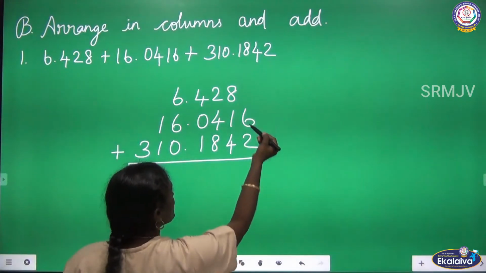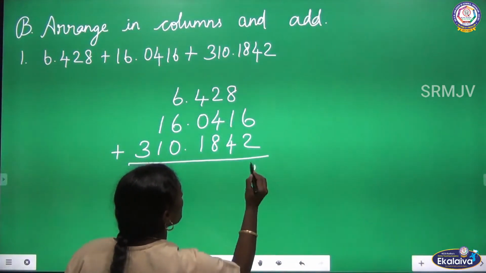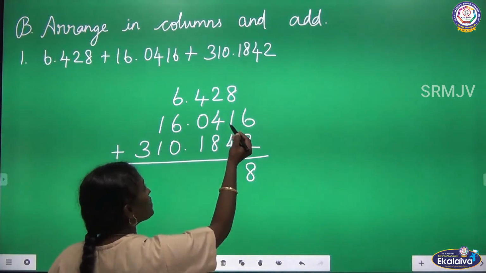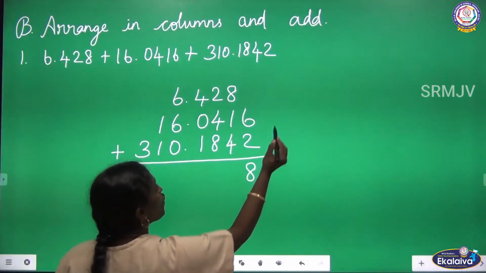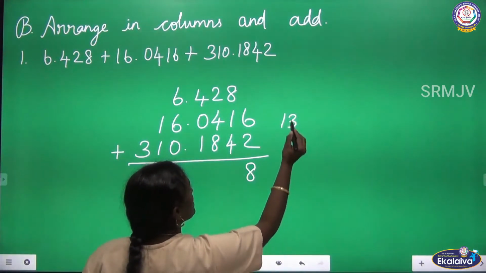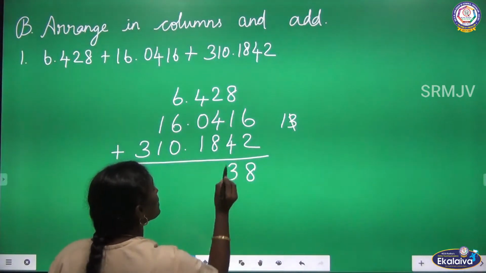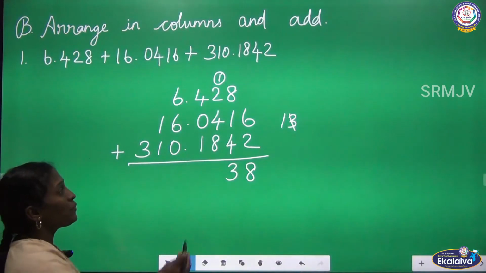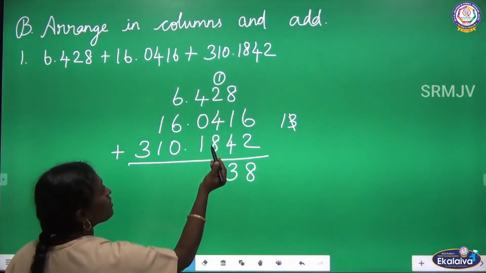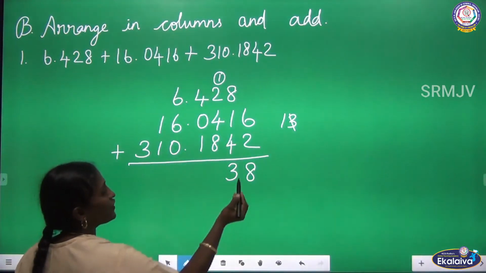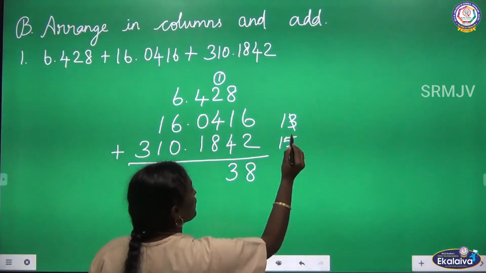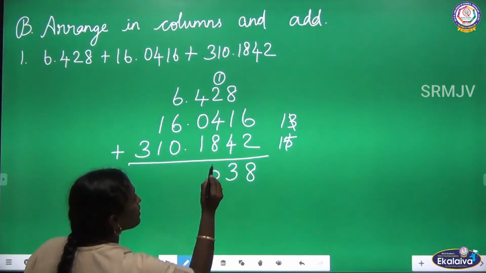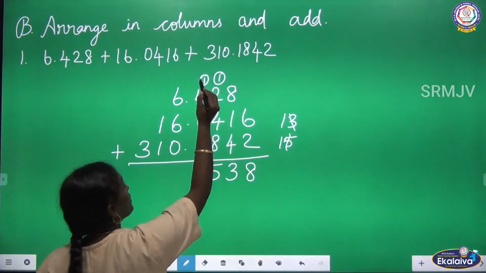Here we have to start with the last place. 6 plus 2, 8. Here 8 plus 1, 9. 9 plus 4, 13. 13 is a 2-digit number. So 3 here. 1 carry over to the next place. 1 plus 2, 3. 3 plus 4, 7. 7 plus 8, 15. 15 is a 2-digit number. So 5 here. 1 carry over to the next place.